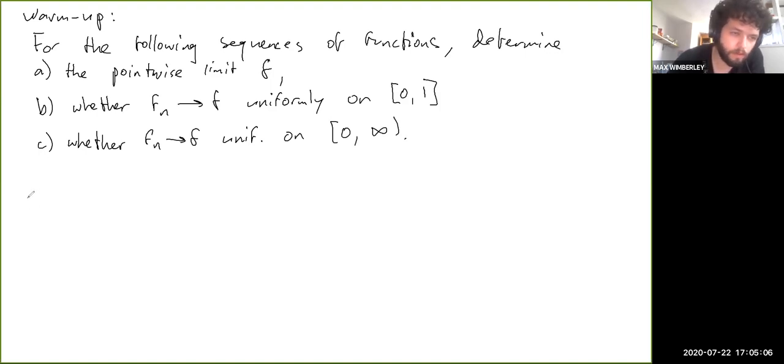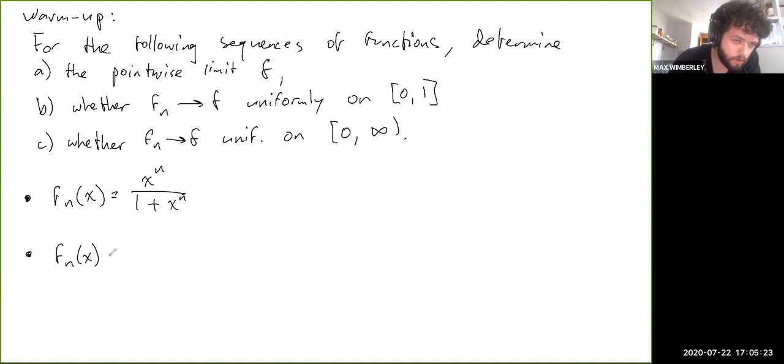So just two sequences here. The first one is fn of x is x to the n over 1 plus x to the n. And then the second one is fn of x is x to the n over n plus x to the n.